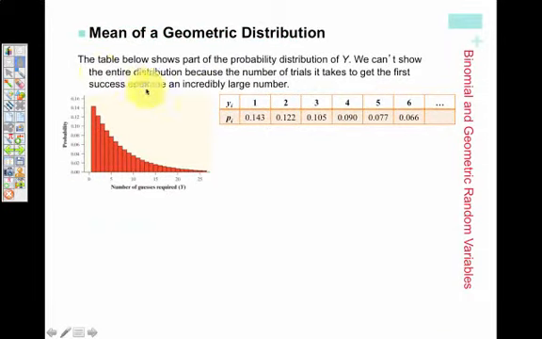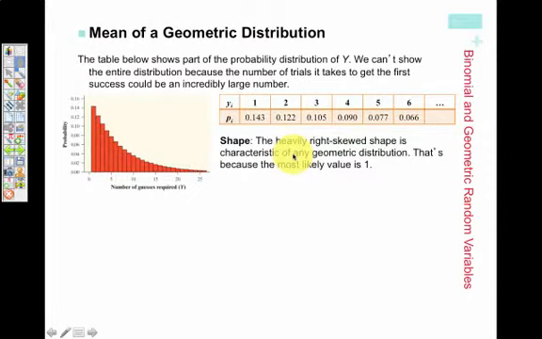If we look at a graph and a table, this is what we see for our distribution. We have our probability table right here. It does go on forever. We can't show the entire distribution. It could take 500 guesses before somebody guesses right. Is that very likely? No. But could it happen? Yes.